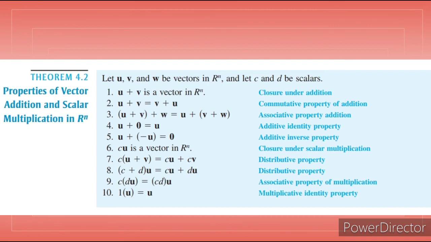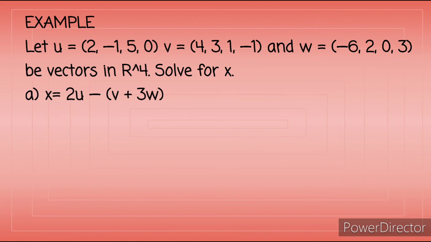in the next example. So let u is equal to 2, negative 1, 5, 0, v is equal to 4, 3, 1, and negative 1, and w is equal to negative 6, 2, 0, and 3 be vectors in 4 space. Solve for x.